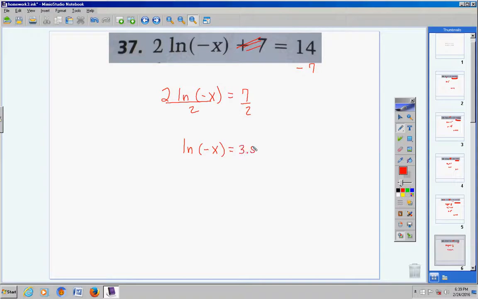Have I isolated the logarithm? Yes, completely. Step 2, write this exponentially. So my base is an e, even though you can't see it. So I would have negative x equals e to the 3.5.